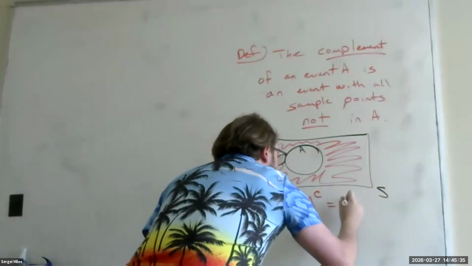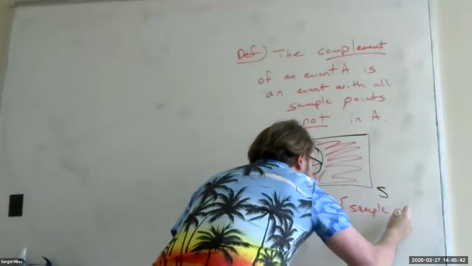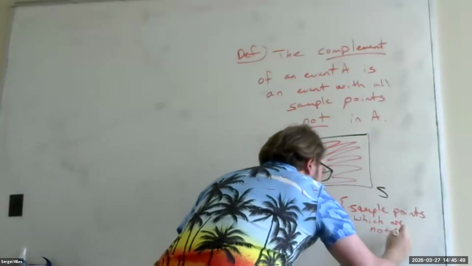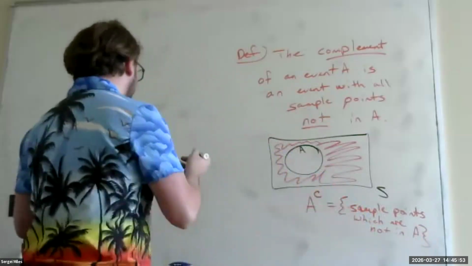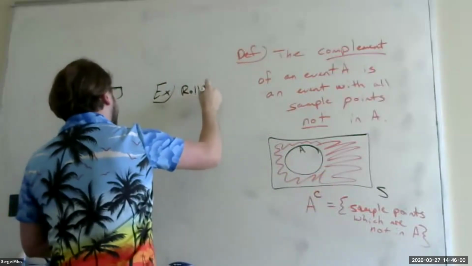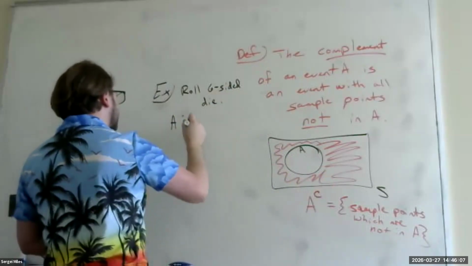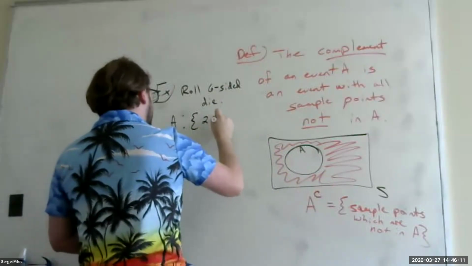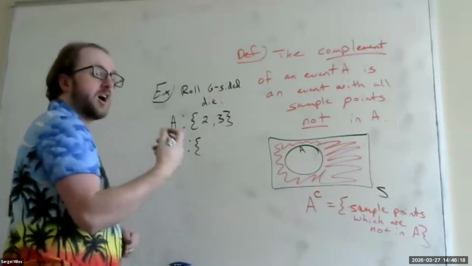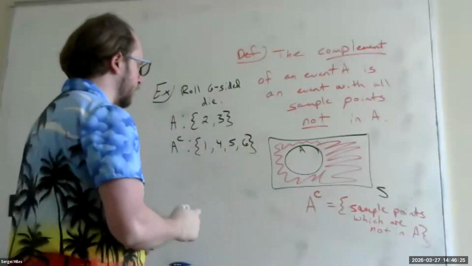These are the sample points. It contains sample points which are not in A. Okay. And as an example, if, again, we're thinking about rolling a six-sided die, and let A be the event that we have a 2 or a 3, okay? Then A complement is all of the sample points which are not in A. That would be 1 and 4 and 5 and 6, okay?